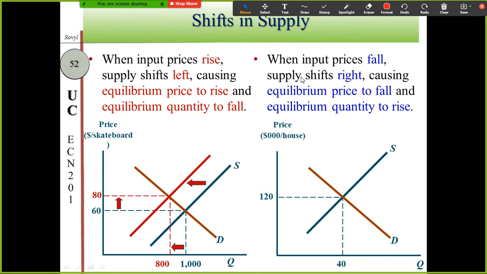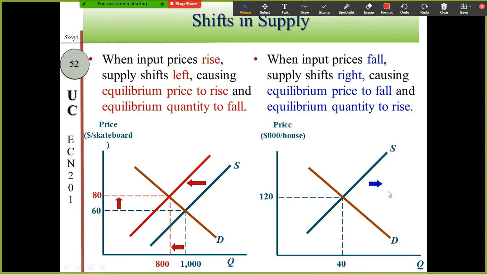However, on the other hand, when the input prices fall, that means cheaper, the supply curve moves or shifts to the right hand side, causing the equilibrium price to fall, cheaper, and the equilibrium quantity to rise or expand. Okay, again, this is the original equilibrium where the demand curve intersects with the supply curve. This is the price in $1,000 per house, and this is the number of houses.